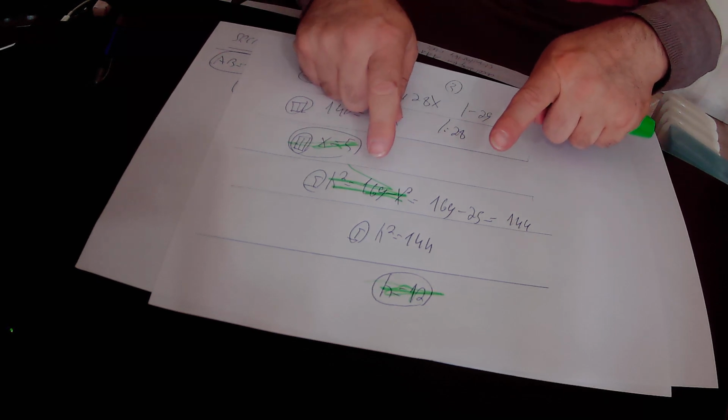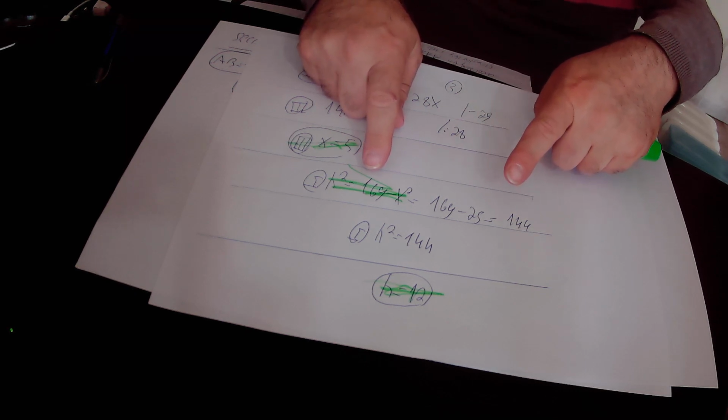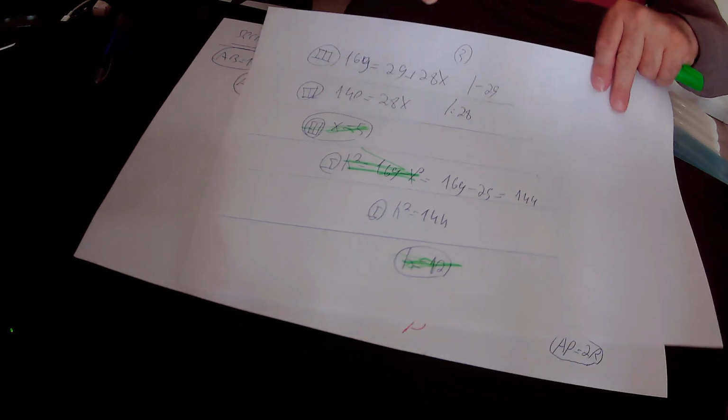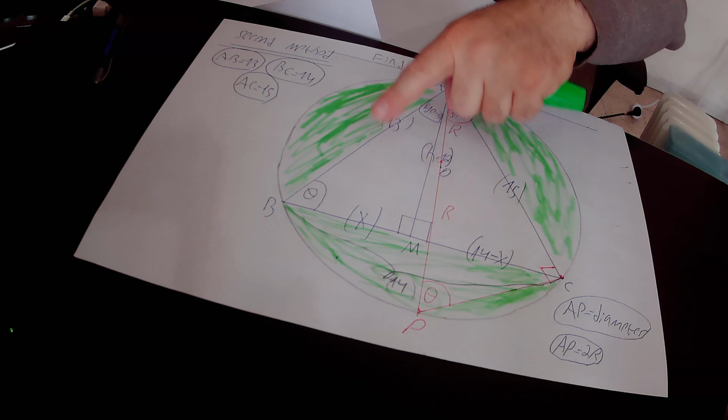Here we took the root out of equation number 1, and finally found out that h equals the square root of 144, that is 12. Here, h equals 12 units and x equals 5.